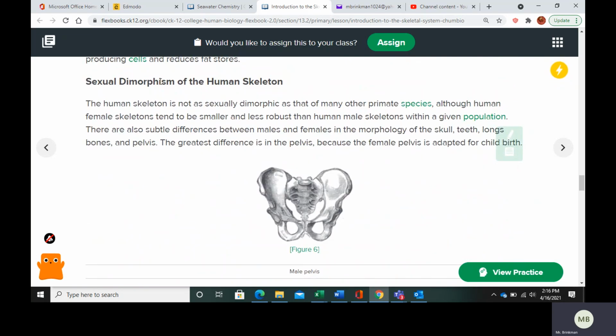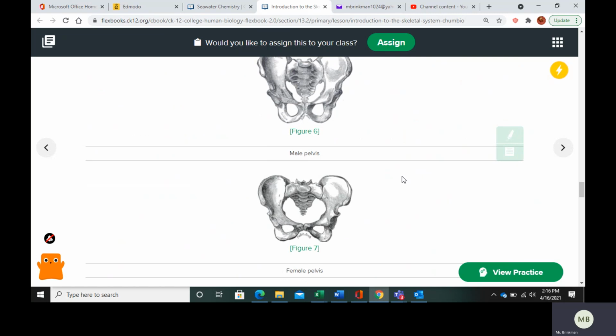Sexual dimorphism just means that the male and female skeletons are different. The greatest difference is in the pelvis. The female pelvis is adapted for childbirth, so that's why it's wider here.